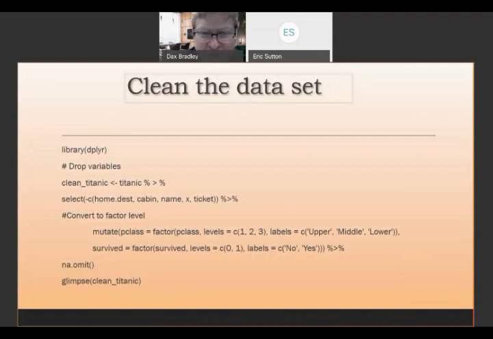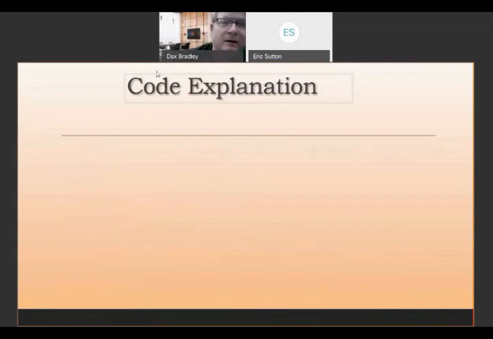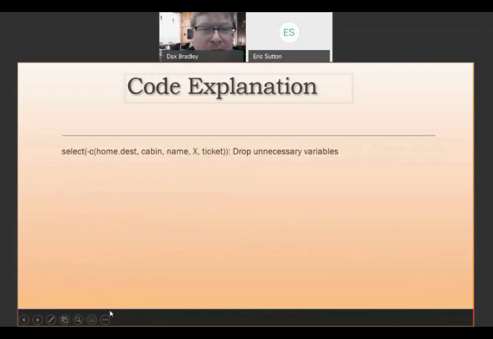And we can start dropping some variables that are not needed. The X and ticket number variables are actually useless in your analysis. All right.